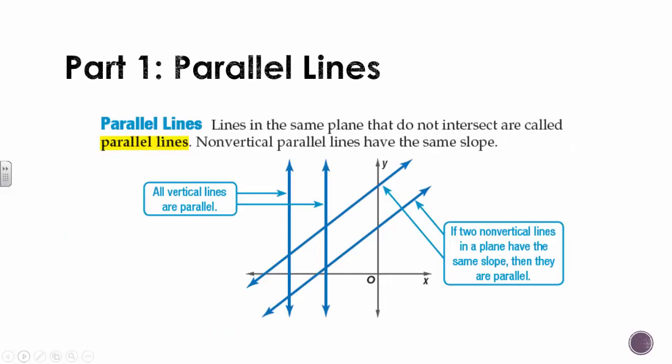So, parallel lines lie in the same plane and do not intersect. Non-vertical parallel lines have the same slope. So these two lines right here, whatever the slope is, rise over run has to be the same. So parallel lines have the same slope. Remember, vertical lines have an undefined slope, but every vertical line is parallel to every other vertical line.